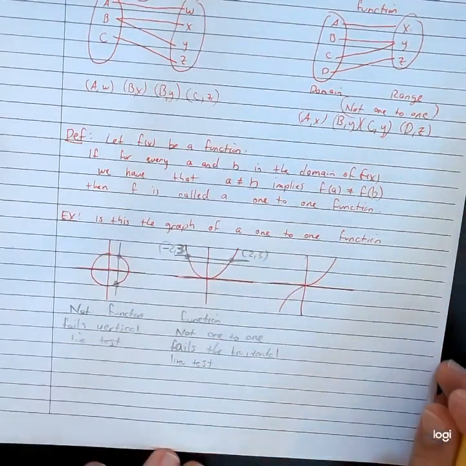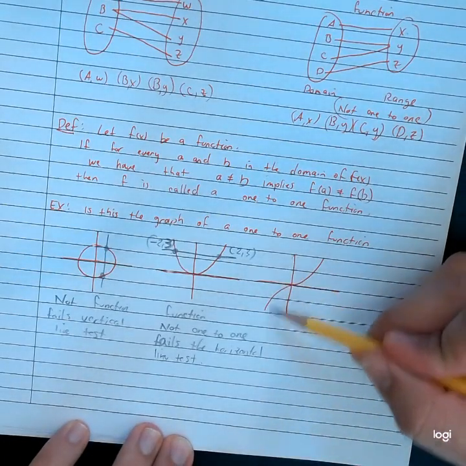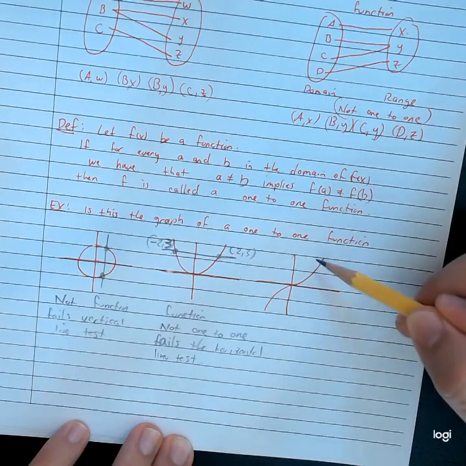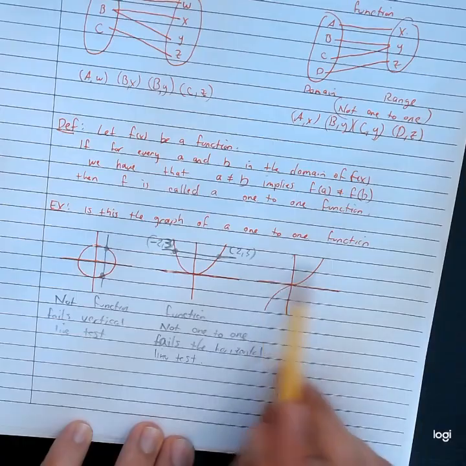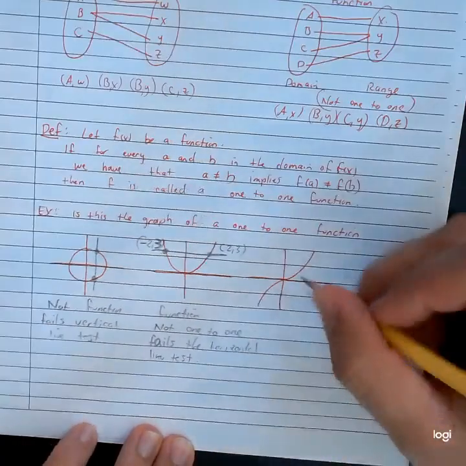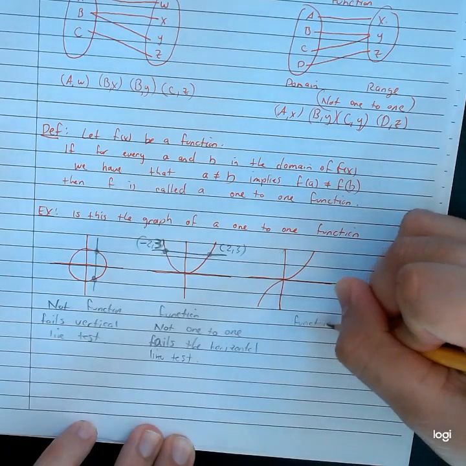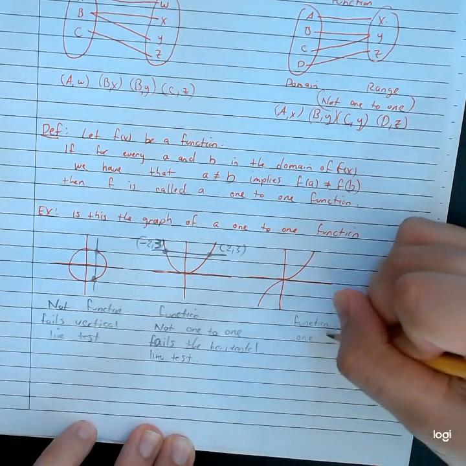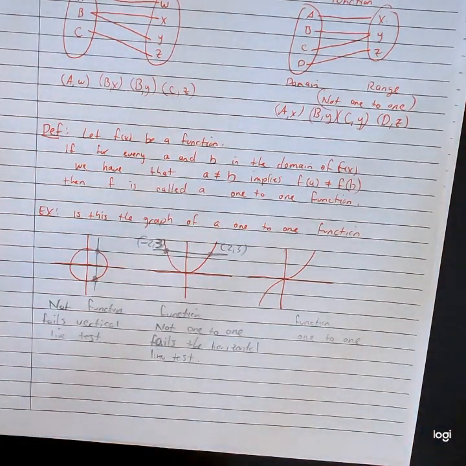All right. Now this one, well, this one passes both tests. Every vertical line you can think of crosses no more than once. And here, every horizontal line you can think of, again, crosses no more than once. So here, this is a one-to-one function, because it passes both the vertical and the horizontal line tests.